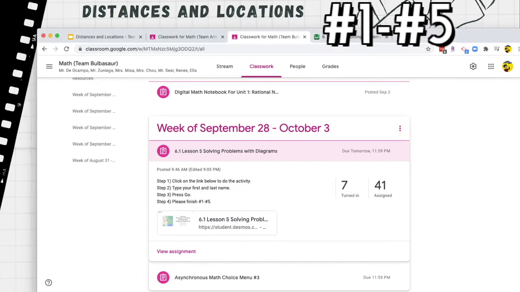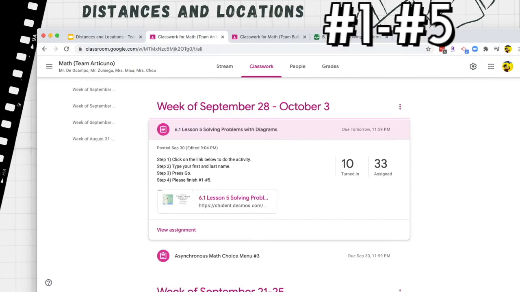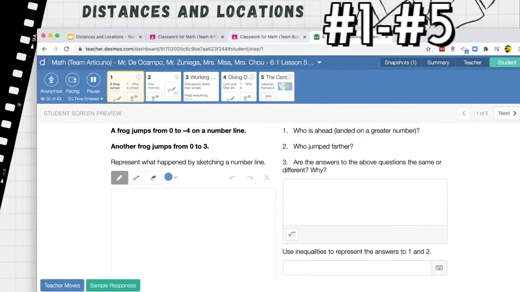Let's do some problems together. Some of the wording might be different from Articuno or Bulbasaur depending on your class, but the problem for page 1 is very similar. A frog jumps from 0 to -4 on the number line. Another frog jumps from 0 to 3. By the way, this is page 1, and this is the same assignment that's over here. So we're just going through this assignment. Let's do this together.